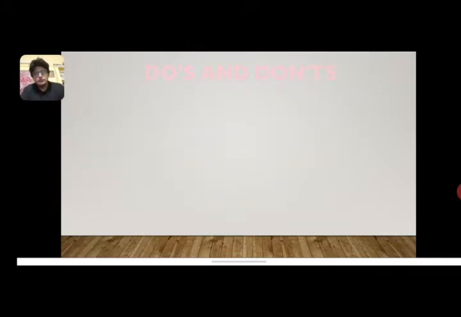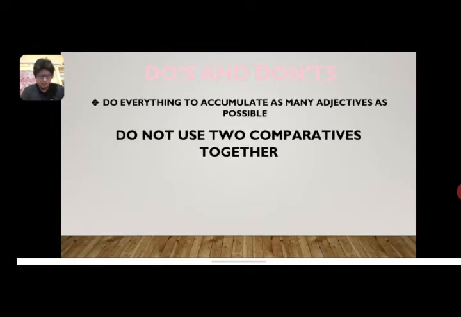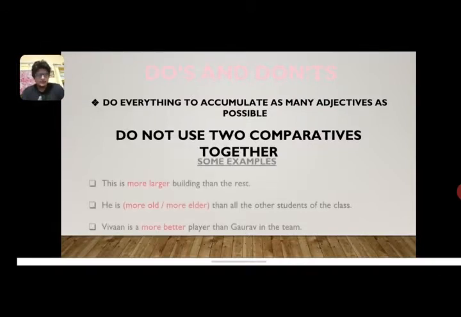Do's and don'ts. Earlier as well, we've discussed do's and don'ts regarding certain things. Here we are discussing do's and don'ts in the context of adjectives. The first is a do, to be performed, to be done, to be noted. Do everything to accumulate. Accumulate means to collect, to gather as many adjectives as possible, because whenever you want to convey something about a situation, about a person, about a place, or about anything at all in this world, you will definitely need adjectives to define what you're trying to convey.